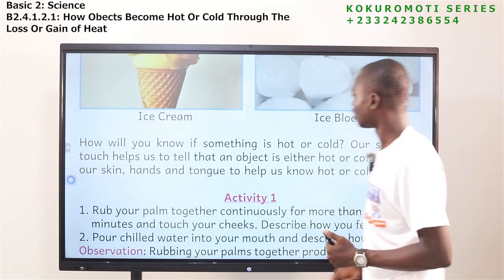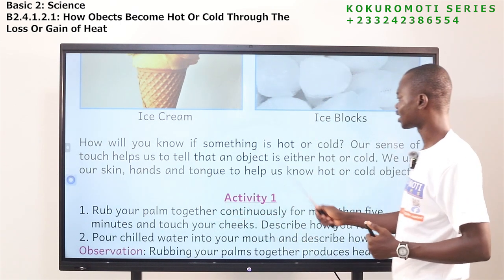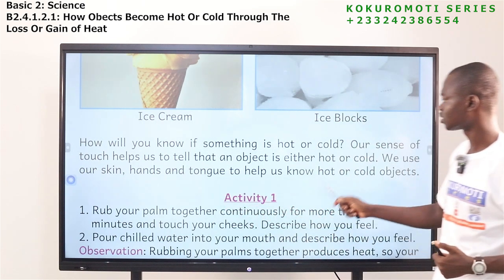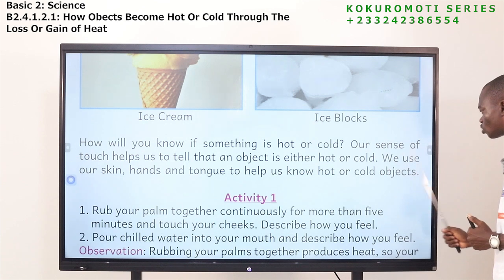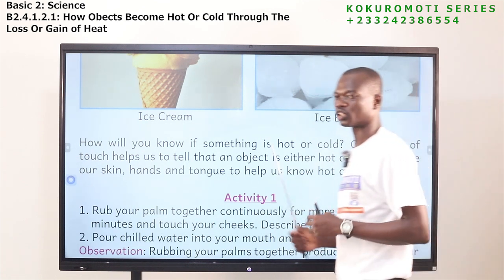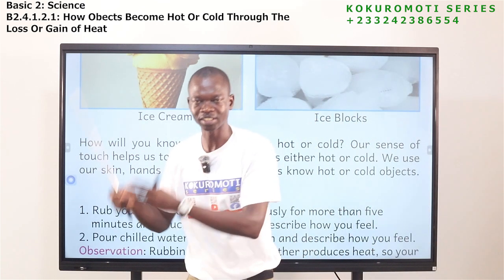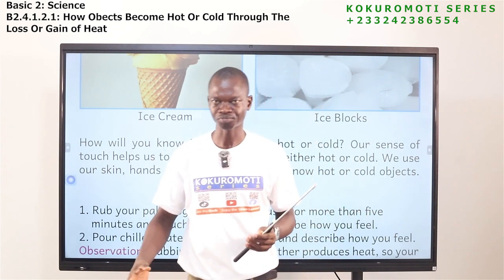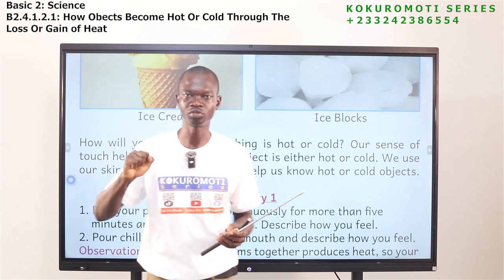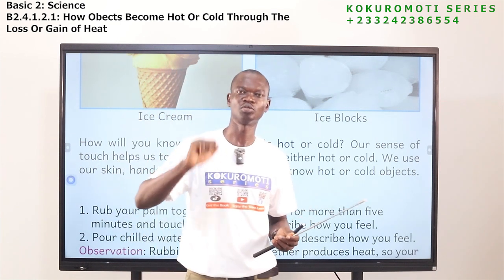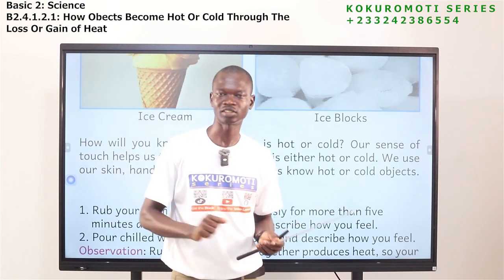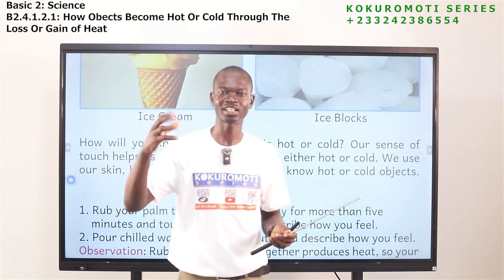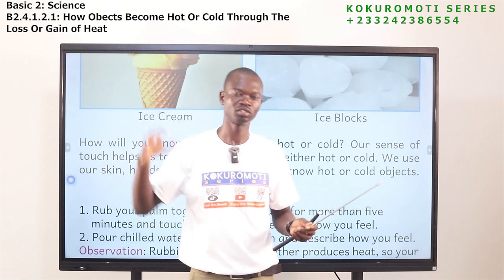Our sense of touch helps us to tell that an object is either hot or cold. We use our skin, hands, and tongue to help us know how hot or cold an object is. Okay, so for you to tell that this object is hot or this object is cold, you need your sense of touch. Which part of the body do we use to touch? It's our hand. So we use our hands to touch. If you touch something and it's hot, you just leave it. And if you touch something and it is too cold, you just leave it.